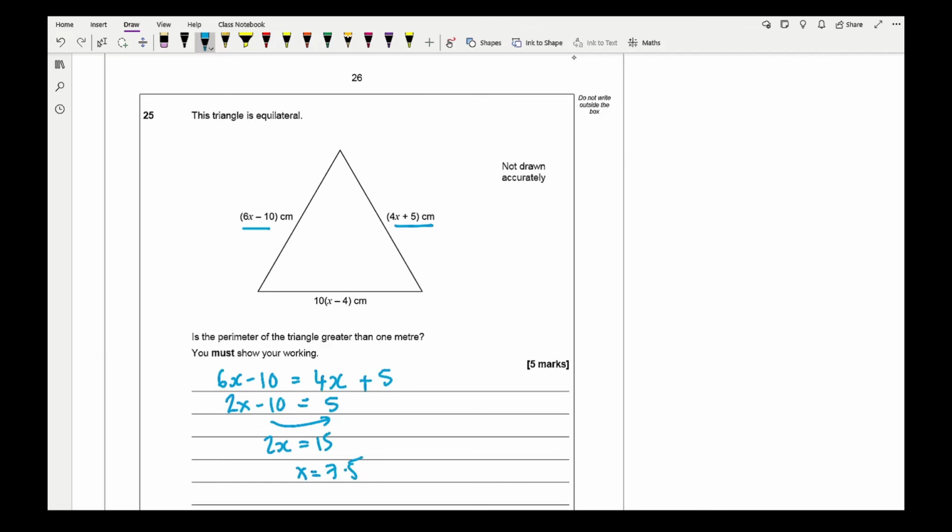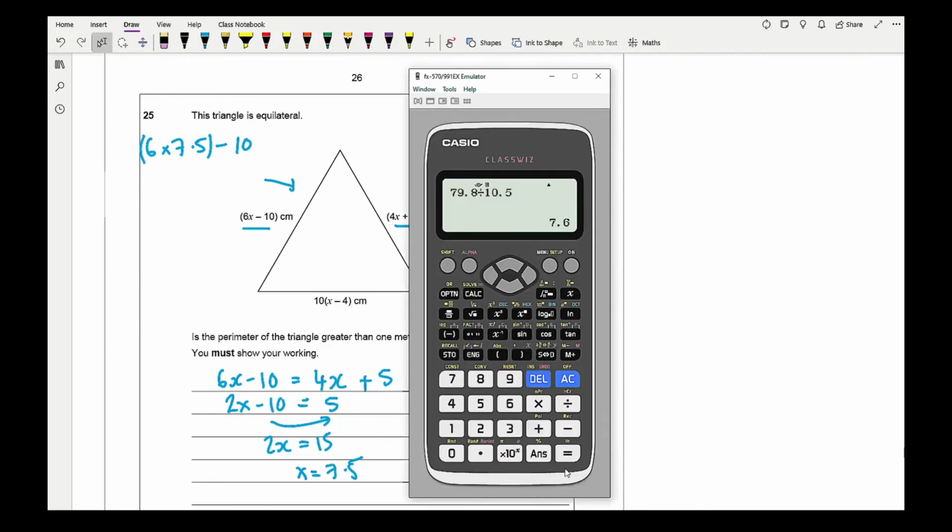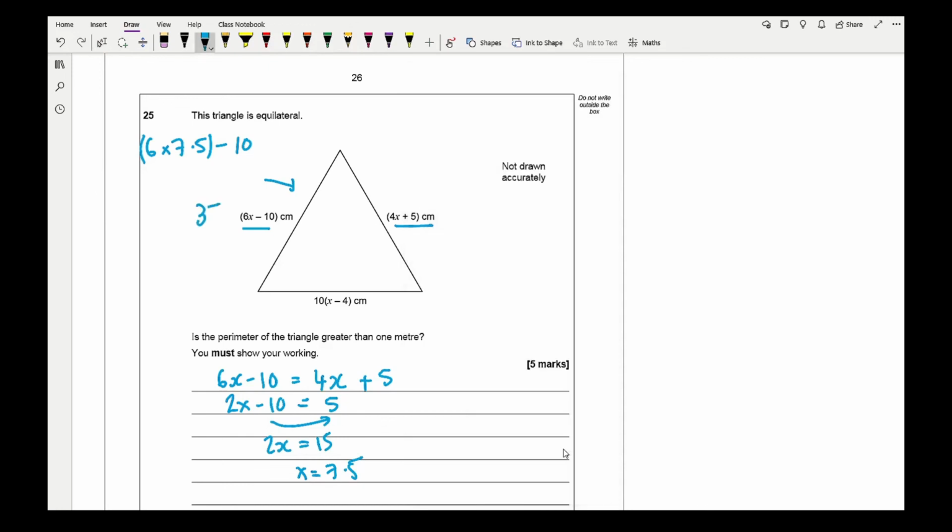of the total shape is. So this side here is going to be 6 times 7.5 minus 10. It's 6x minus 10, and x is 7.5. So I type that into my calculator. 6 times 7.5 minus 10 equals 35. Well, if that's 35, then this is going to be 35, and that's going to be 35.